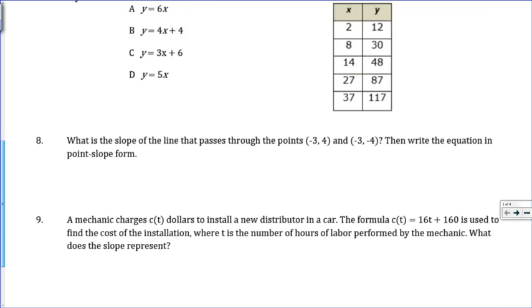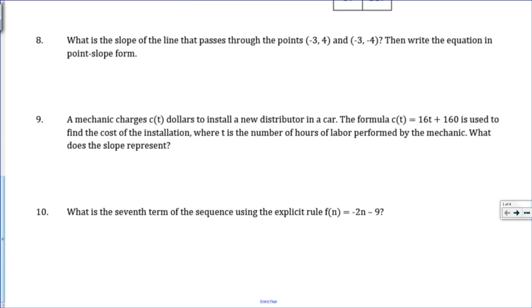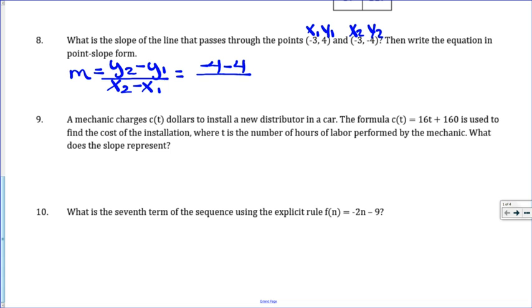Next, we're going to look at number 8. What is the slope of the line that passes through the points negative 3, 4 and negative 3, negative 4? Write the equation in point slope form. So the first thing we're going to do is find the slope using our formula, y2 minus y1 over x2 minus x1. So our points, x1, y1, x2, y2, we get negative 4 minus 4 over negative 3 minus negative 3. Subtracting a negative, we're going to add. So we get negative 8 over 0.